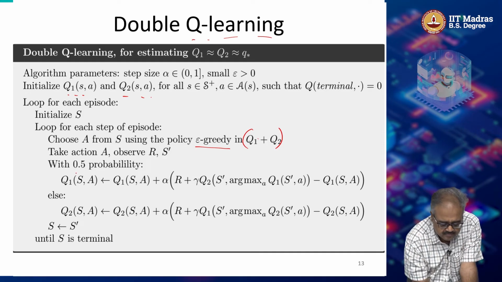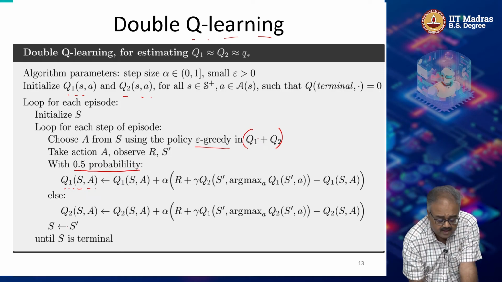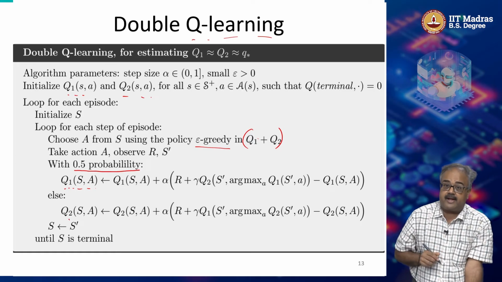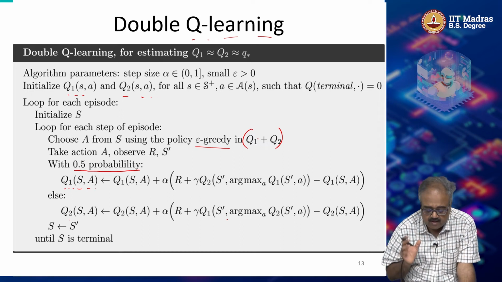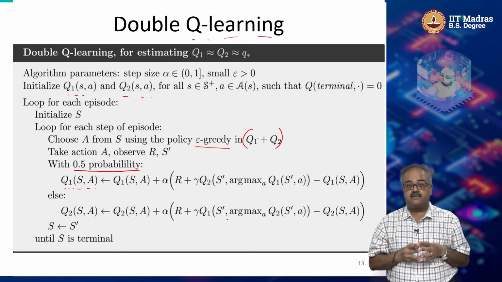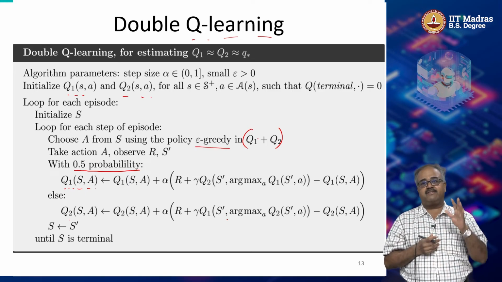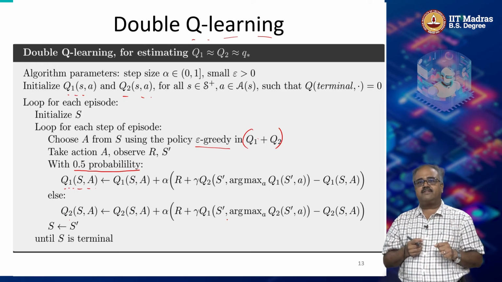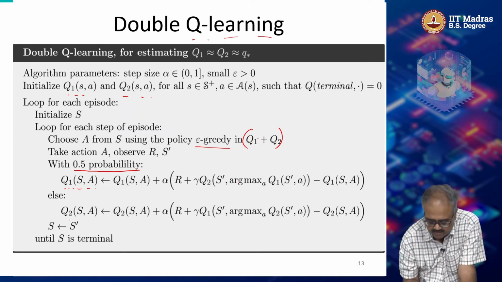Now, what I do is update the Q function. I update Q1 with probability half, and I update Q2 with probability half. So, this part is fine. How do I do the update? Remember, I have to do the arg max according to one Q function, but find the value according to another Q function. That is what we said: using half the samples I will find out what the max is, and using the other half of the samples I will find out what the value of the max is.